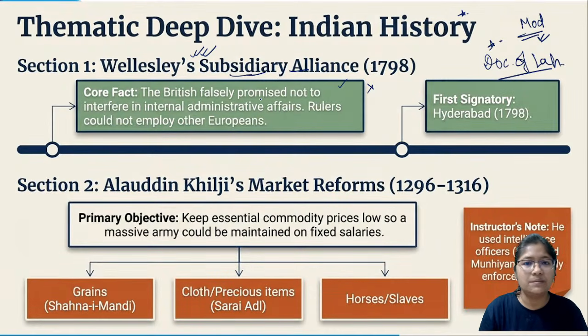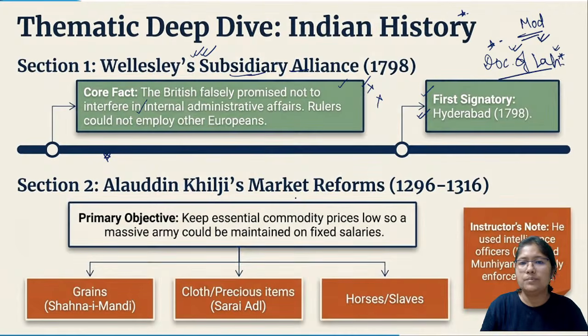So the British falsely promised not to interfere initially, but then what happens? That is only the promise, and later on there will be interference, even on the grounds of maladministration. How do you decide that? Who decides that? On what ground is it decided? They will take this away. Then there are questions, okay, who first signed this? Then by doctrine of lapse, which place first lapsed? So it is not Jhansi. What is it? Is it Satara? So whatever questions are based on this, they can ask these questions. So here also a similar question they had asked.